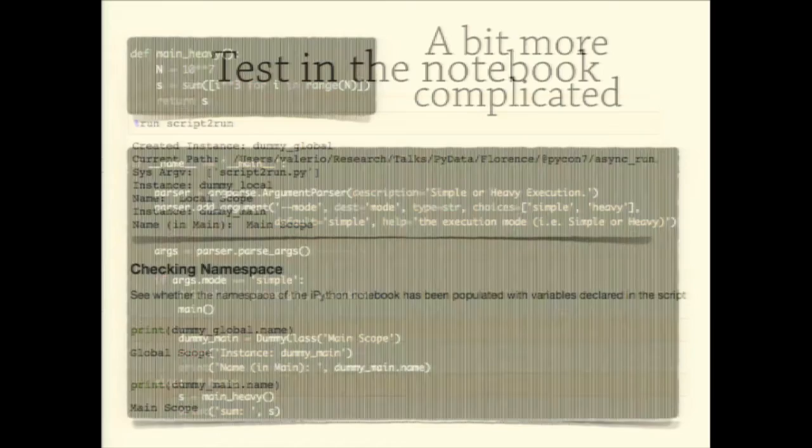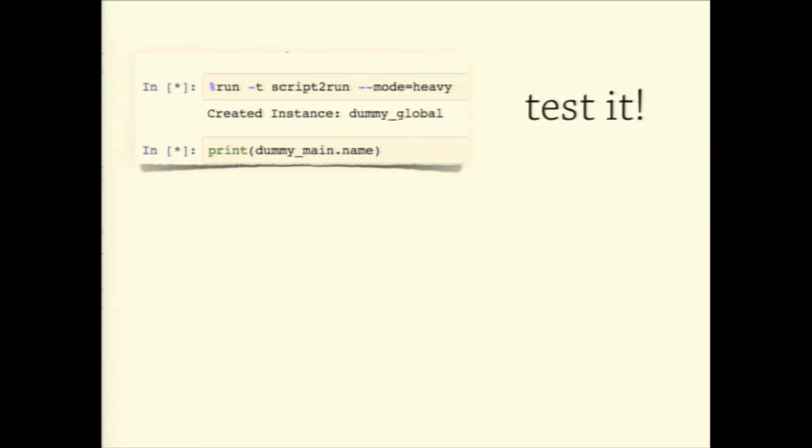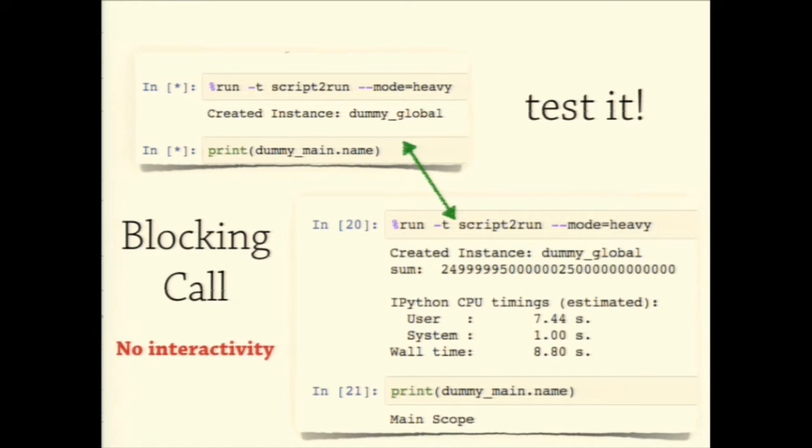Then, a bit more complicated example: I defined a main heavy, because I'm looking for heavy computation, right? I complicated the main a bit here, just to pass some arguments, and to understand if I want to run this file with a heavy execution. The heavy here is not really heavy, it's just a busy computation. And then I tested it. So I run this, okay? Everything works perfectly fine. Here I pass this option to get even the execution time, so very interesting. And I have the namespace here.